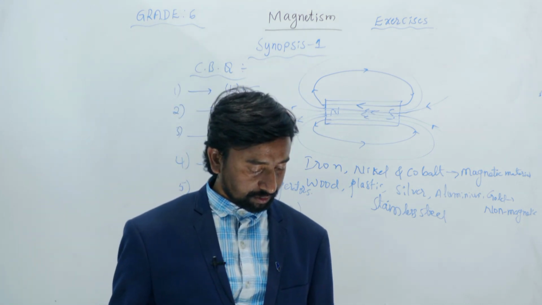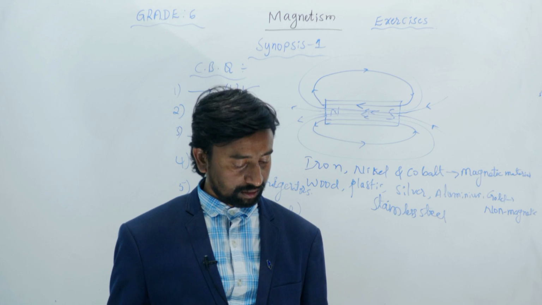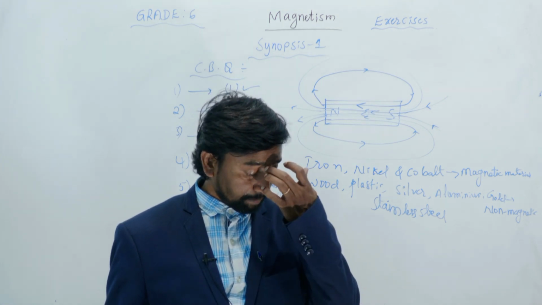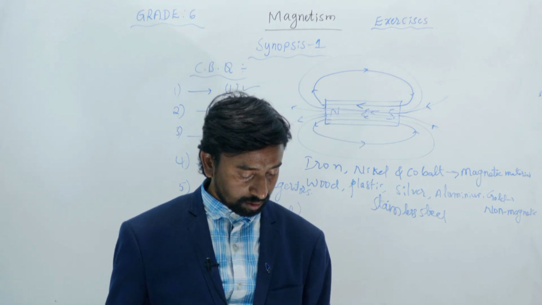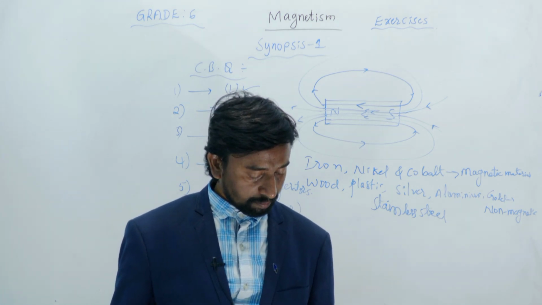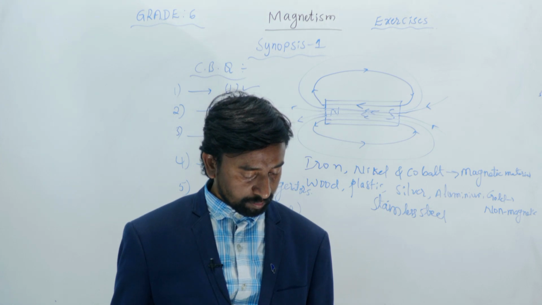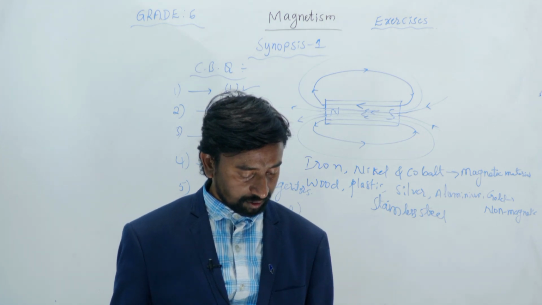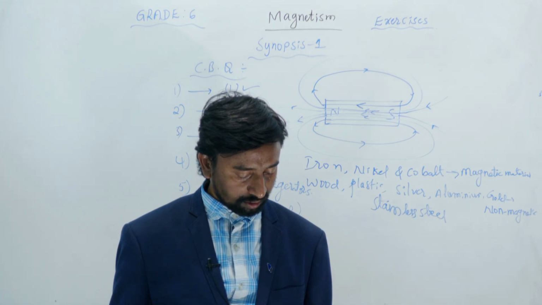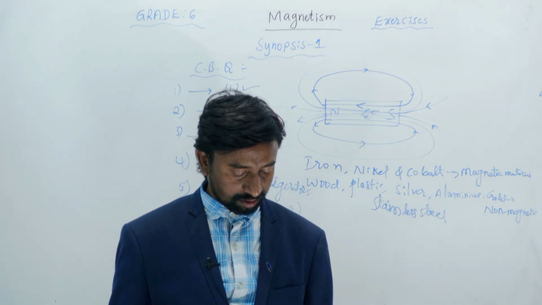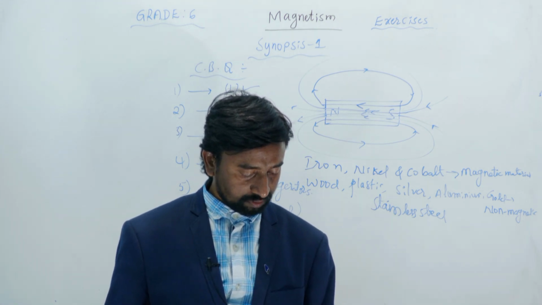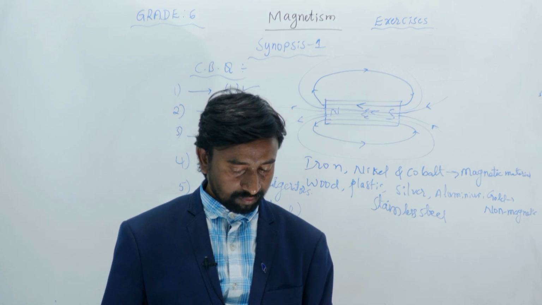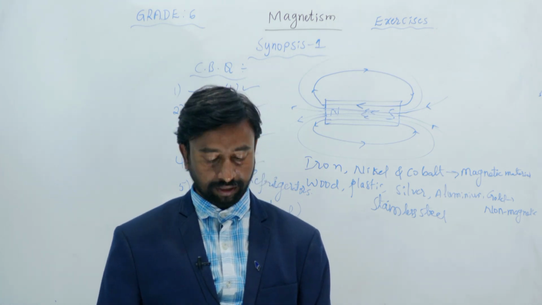Choose the correct statement. First, tin is a magnetic material. Second, magnetic influence is stronger near the middle part of a bar magnet. Third, magnets attract stainless steel spoons. Fourth, the attractive property is used in magnetic trains. From the following, which one is the correct statement? We need to find out.